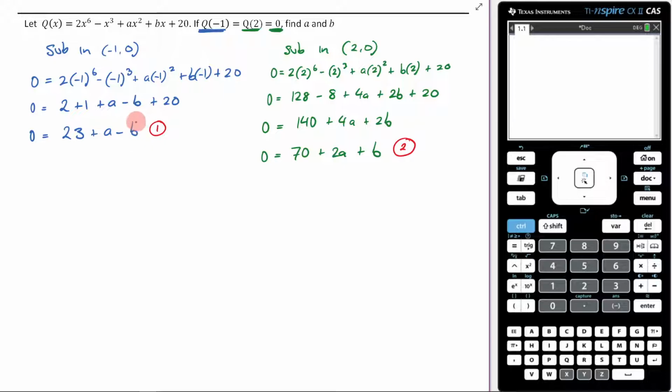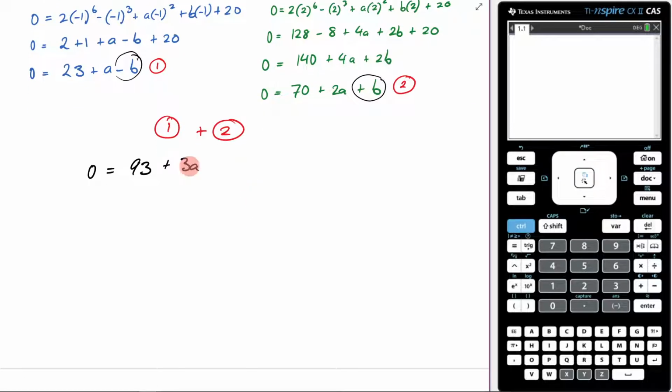Well, do you see here how I have, and I'll do this in another color, do you see how I have negative b and positive b? Well, if I add 1 and 2 together, I know that they'll go away. So we're going to go 1 plus 2. And you're going to see what happens when we do this. So this is going to become 0 is equal to 23 plus 70 is equal to 93. Then it's going to be a plus 2a is 3a. And then negative b plus b just goes away. It is just 0.